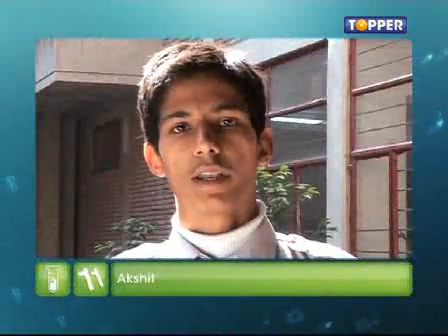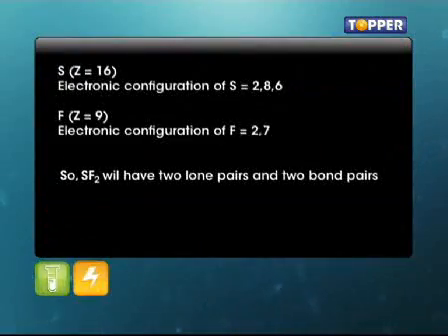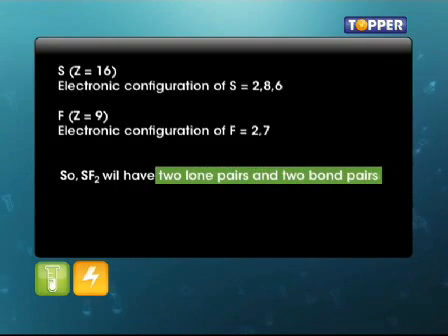I think that the answer is A, 2 lone pairs and 2 bonding pairs. The answer is D, 2 lone pairs. The answer is C, 2 bonding pairs. Well, some of you were correct. The answer is A. The SF2 molecule has 2 lone pairs and 2 bond pairs.